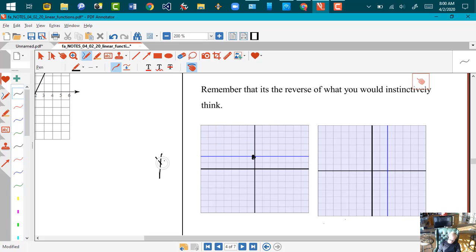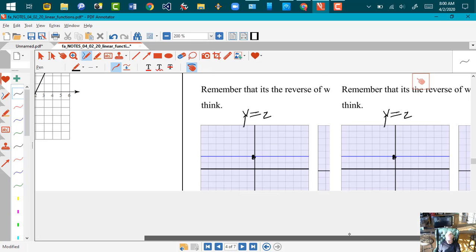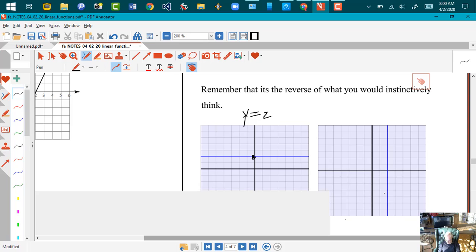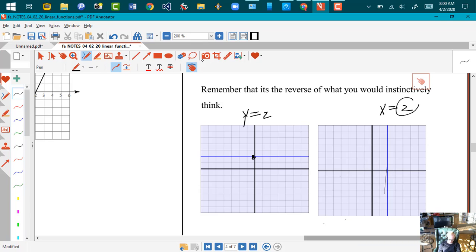So the equation of this line right here would be y equals 2, because it goes through 2 on the y-axis. And the equation of this blue line here would be x equals 2. So for vertical lines, whatever number it is, it's the point at which the line crosses the x-axis.